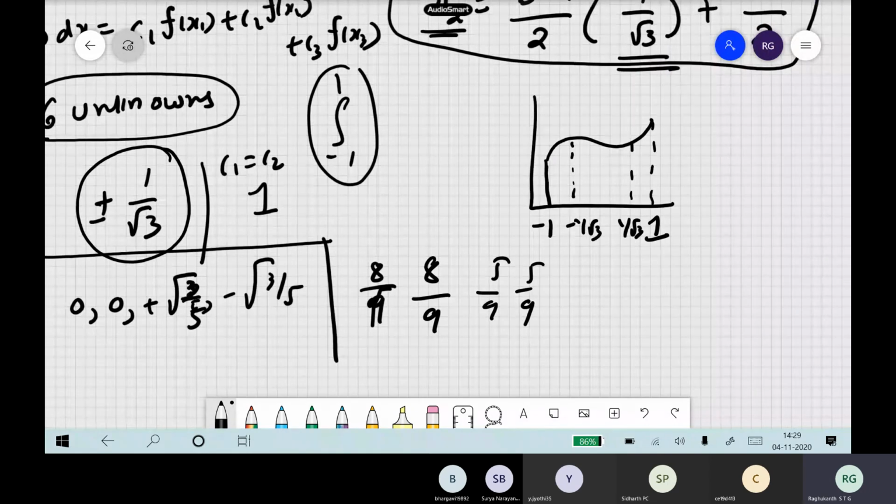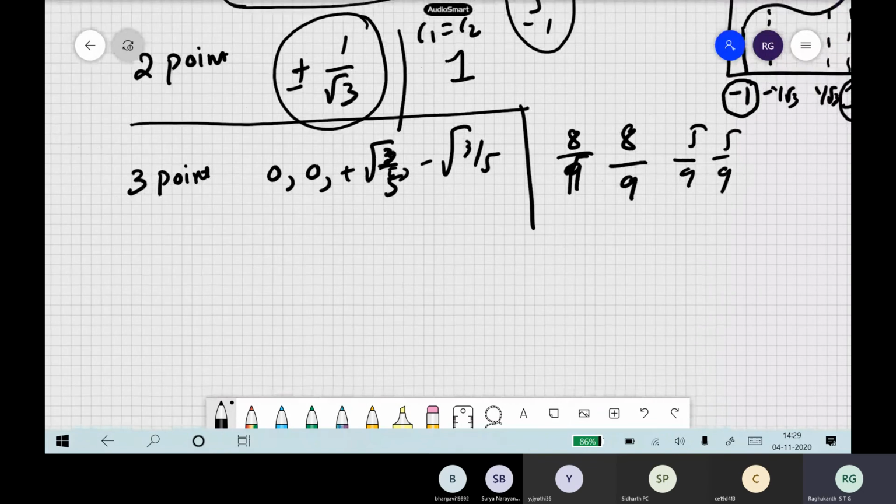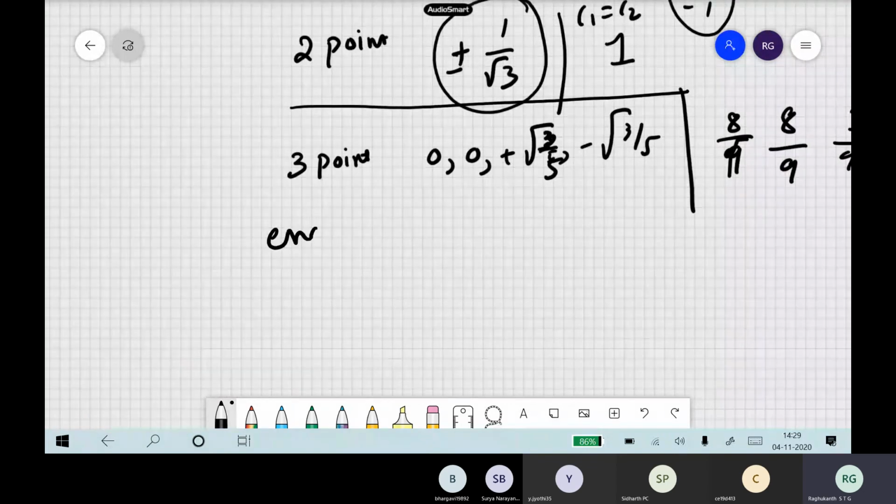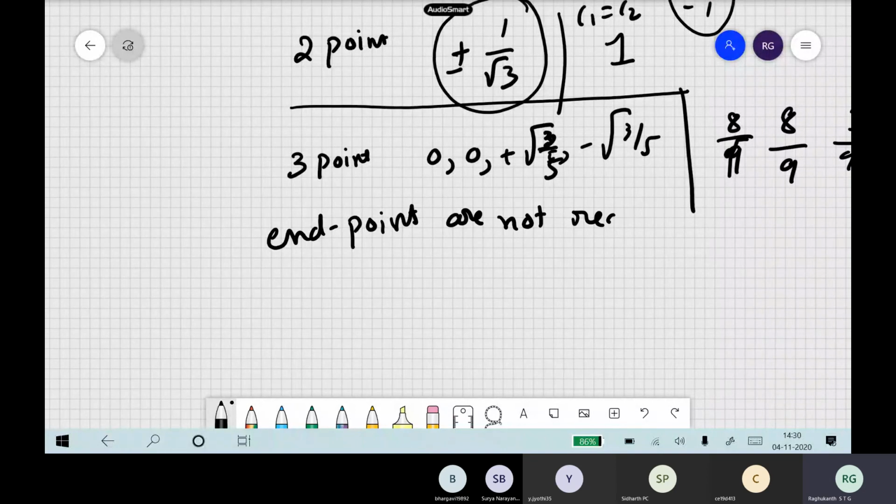Now here the most important thing in Gaussian quadrature is the end points. What is the functional value at -1 and at 1? That doesn't enter our calculations at all actually. You followed. So the end points don't enter our calculations. They are not required also, in the integral calculations.